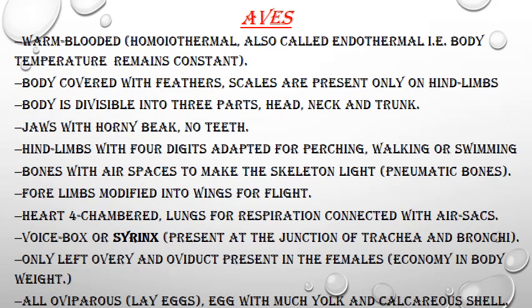Bones with air spaces to make the skeleton light. Pneumatic bones. 4 limbs modified into wings for flight. Heart is 4-chambered. Lungs for respiration connected with air sacs. Voice box or syrinx present at the junction of trachea and bronchi. Only left ovary and oviduct present in the females. Economy in body weight. Oviparous means who lays eggs, egg with much yolk and calcareous shell.